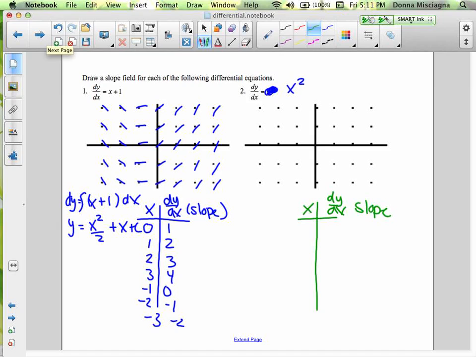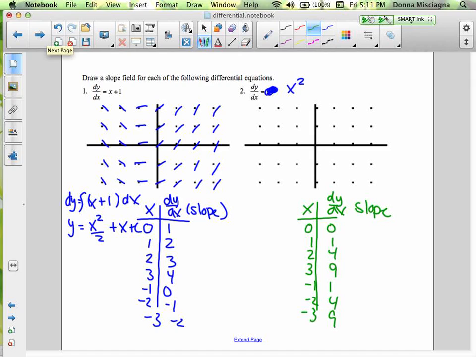So I have the same values. If I plug in 0, I'm going to have 0. If I plug in 1, I'm going to have 1. If I plug in 2, we're going to have 4. And if I plug in 3, we're going to have 9. So I really got to be careful on this so I can get a slope of 9, or what looks like 9. If I plug in negative 1, I'm going to have 1. If I plug in negative 2, I'm going to have 4. And if I plug in negative 3, it's a slope of 9. All right, let's see if we can do this.